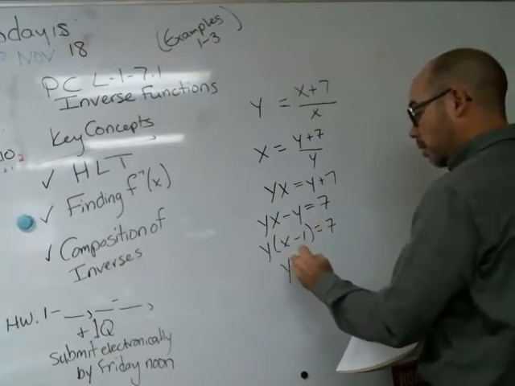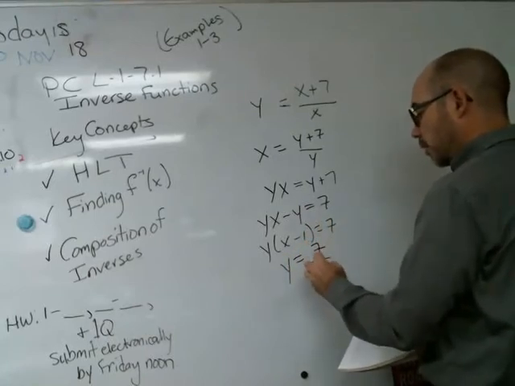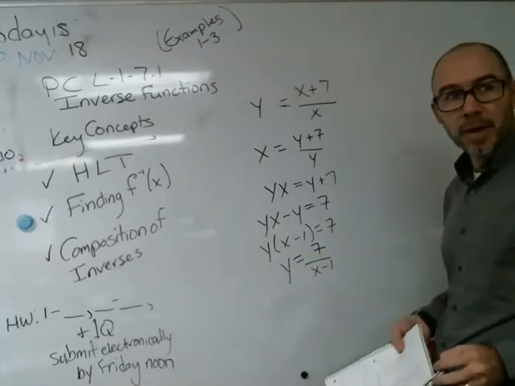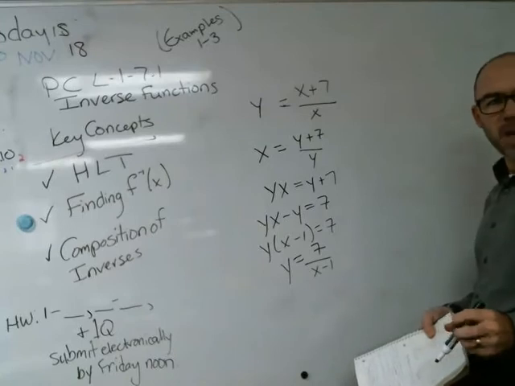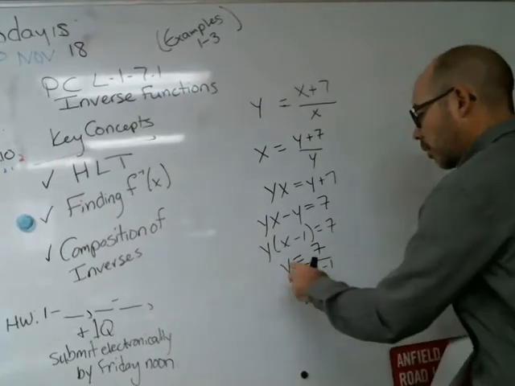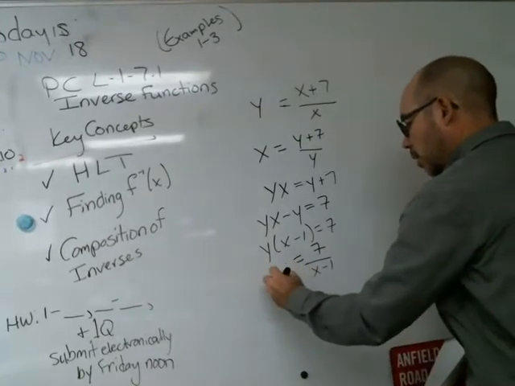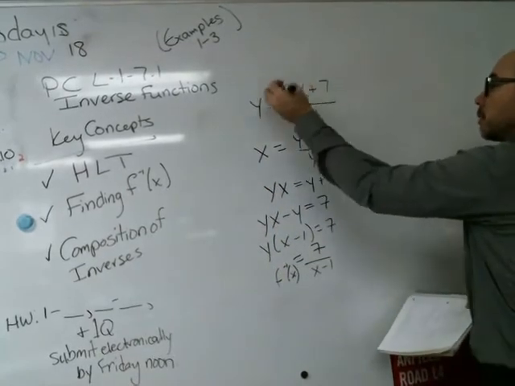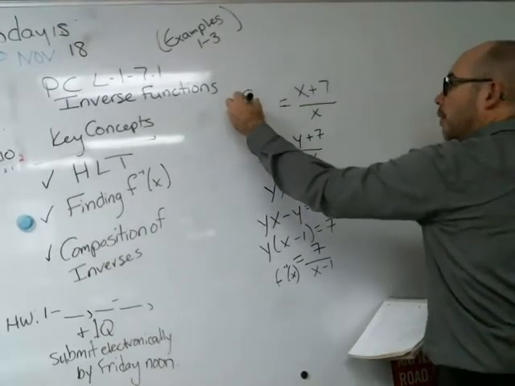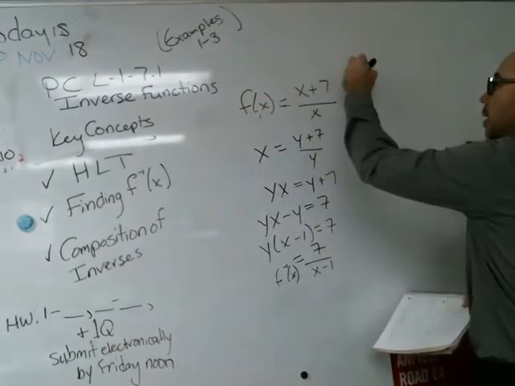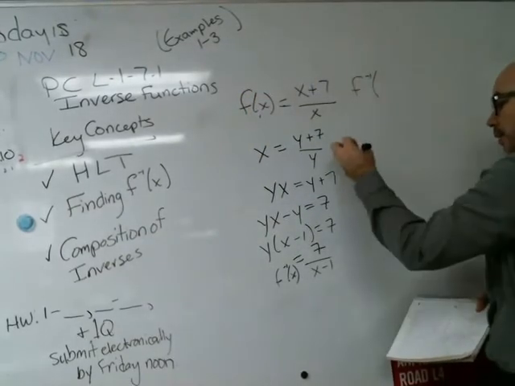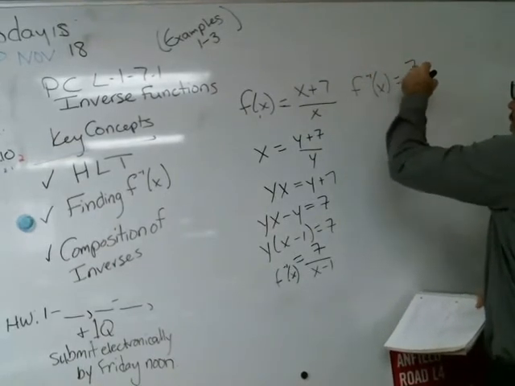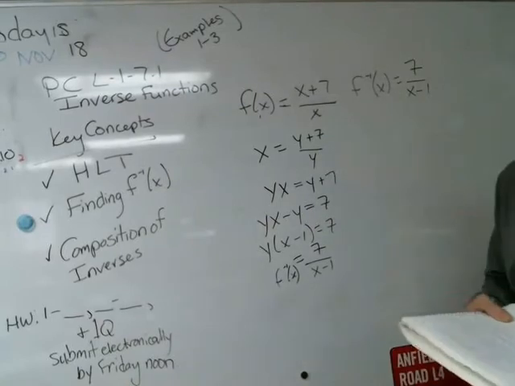Solve for y. Y would equal 7 divided by x minus 1. And then to finish that off, we're going to replace the y with f to the negative 1 of x. So here's our original, here's our f of x, and then here's our inverse function, 7 over x minus 1.